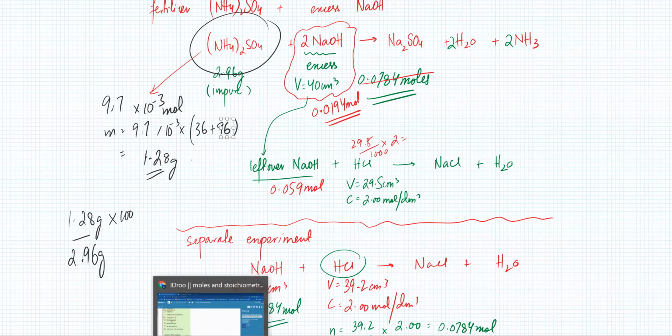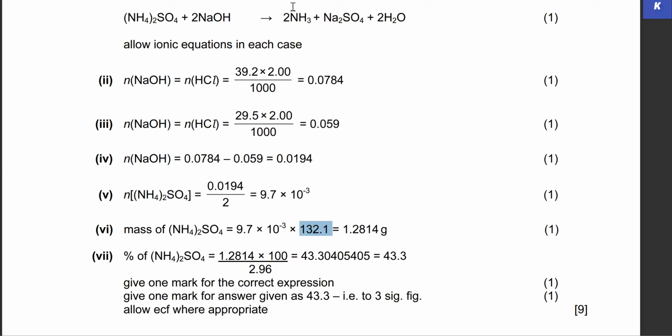ठीक है, is this clear? This one? Yes, sir. Sir, हाँ जी.